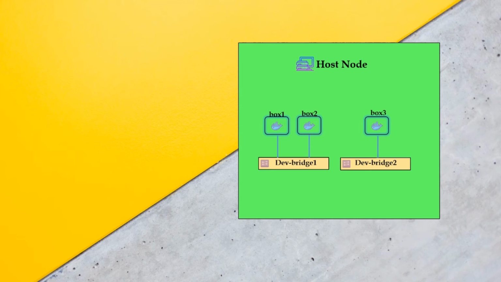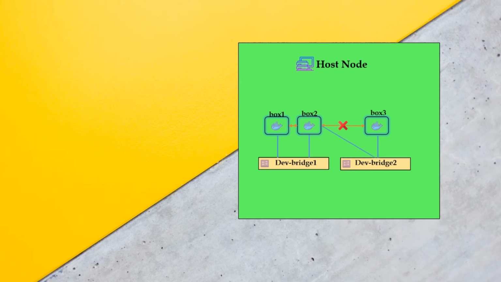Since box 1 and box 2 will be running on the DoBridge 1 network, obviously they can ping each other. But box 3 is on a different network. Box 3 should not be able to ping box 2 and box 1. My motto is to run one container on multiple networks in parallel. Once this network is established, I will put box 2 on the DoBridge 2 network.